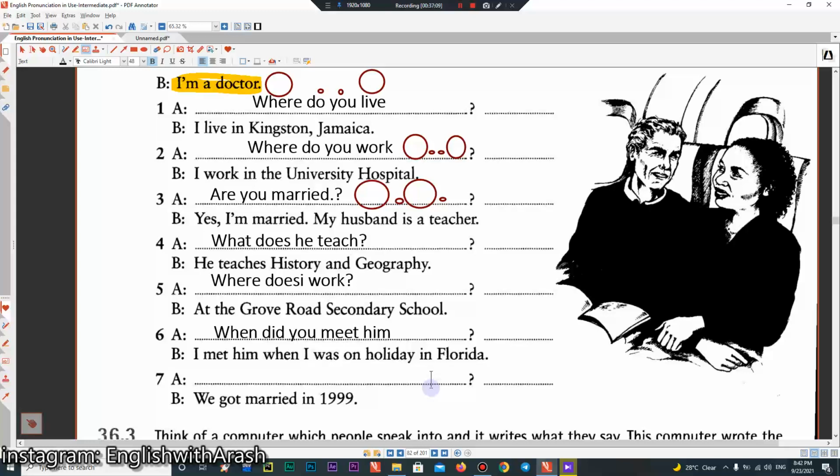When did you get married? Good Barisi. When did you get married? You can pay attention to pronunciation. When did you get married?